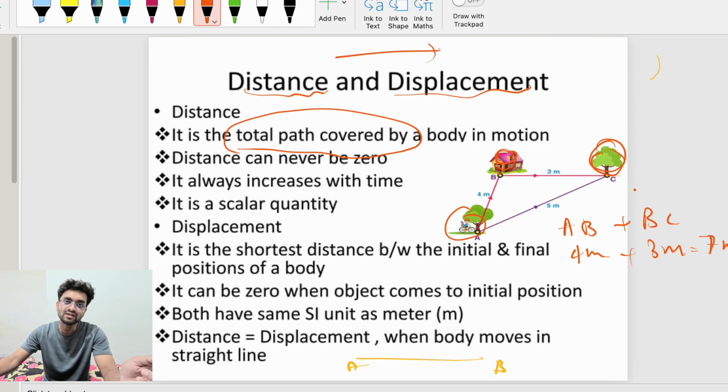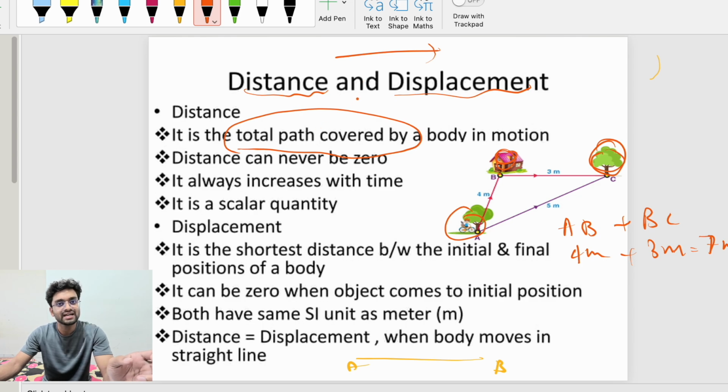He can also reach this point C, the tree, by traveling the shortest distance from A to C. That is called displacement. Basically, displacement is nothing but the shortest distance from the initial position to the final position. So this is the basic definition and the basic difference.